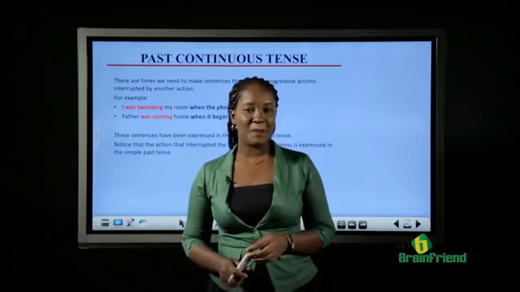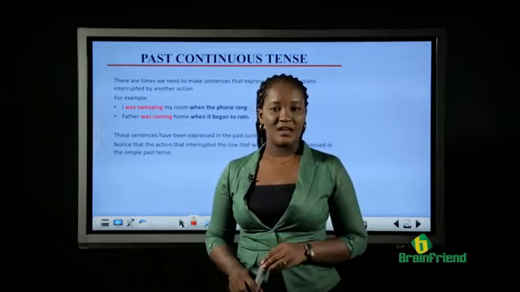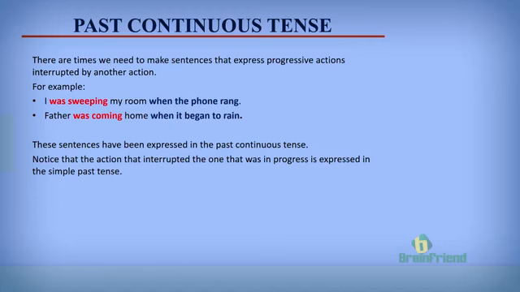Now, still talking about the past continuous tense, there are times when we need to make sentences that express progressive actions interrupted by another action. For example, I was sweeping my room when the phone rang.